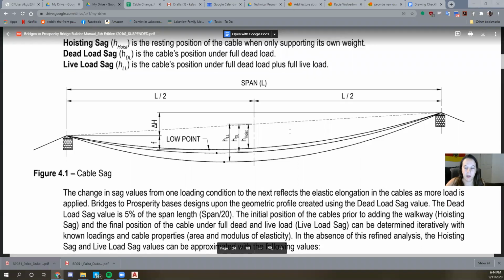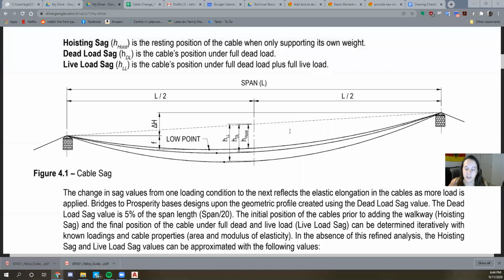So I'm here to talk about how we'd use the different cable sag values that Jay previously talked about. It's just a continuation of the cable forces and which cable force goes where. Based on what I have pulled up here on the screen, we have the hoisting sag value, the dead load sag value, and the live load sag value.